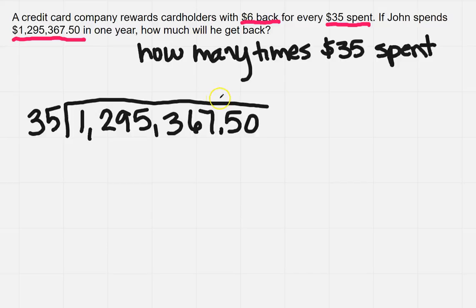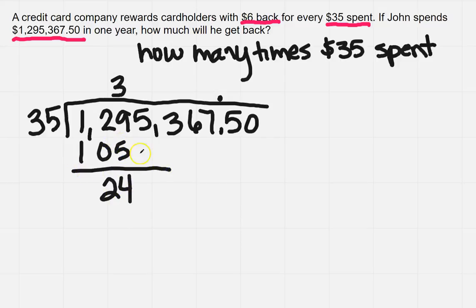There is a decimal, so I want to go ahead and bring my decimal up. Now I'm just going to divide like I normally do. 12 is not divisible by 35, so 129 is, so it goes in 3 times, and that's going to be a 105. So that's going to leave me with 24, and then I'm going to bring down the 5. So now I've got 245. That's going to be a 7.